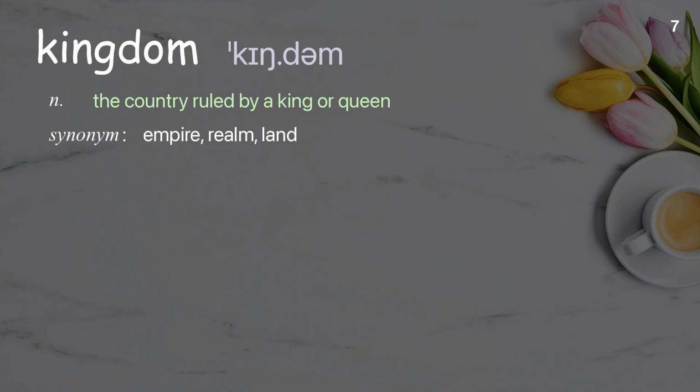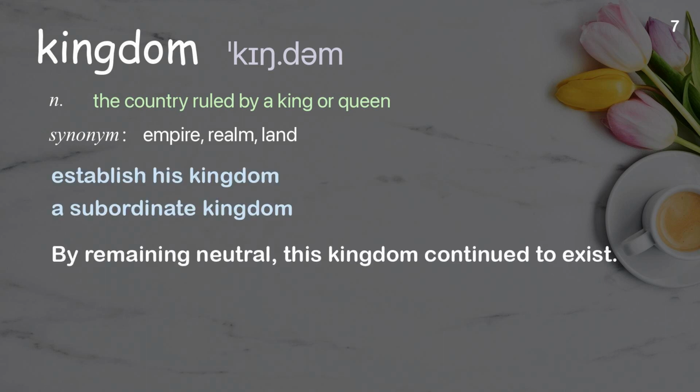Kingdom. A country ruled by a king or queen. Examples: Establish his kingdom. A subordinate kingdom. By remaining neutral, this kingdom continued to exist.